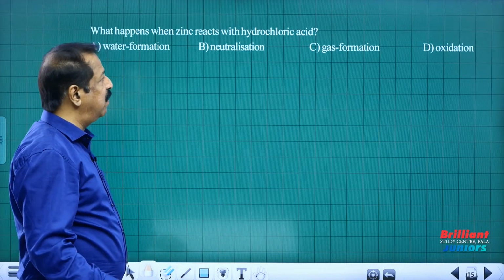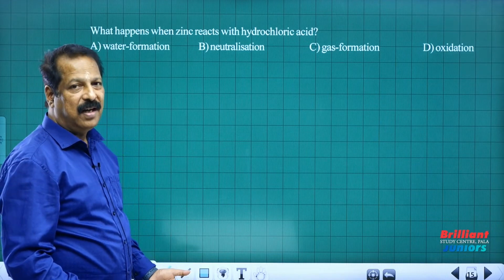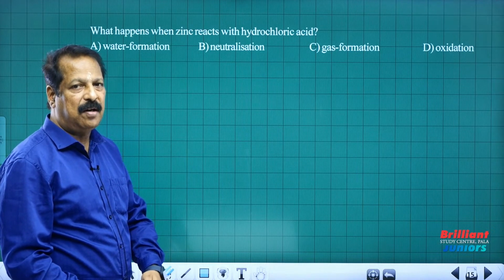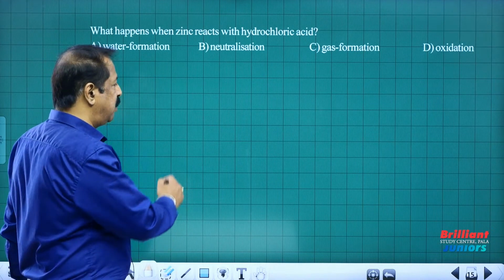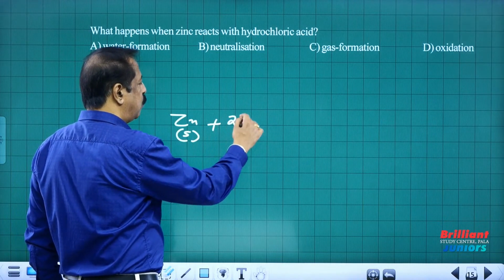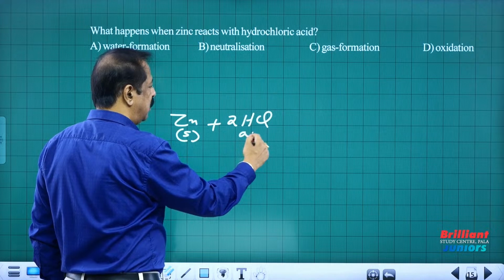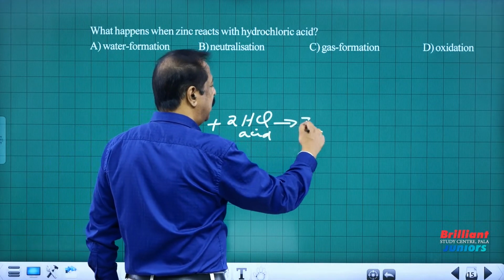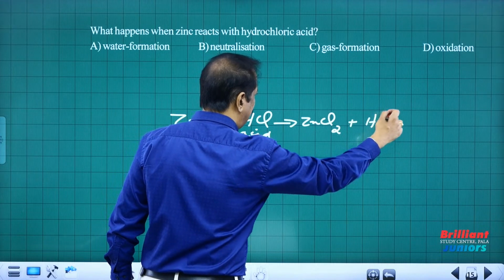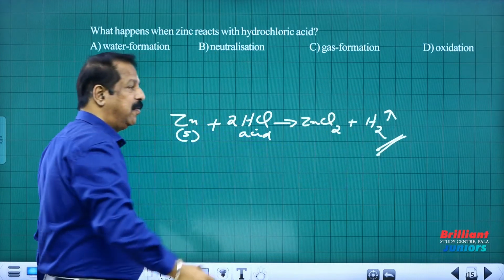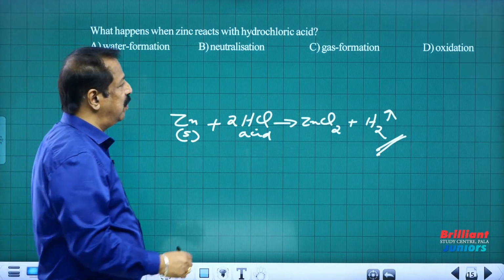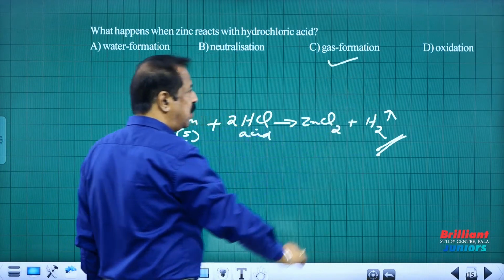What happens when zinc reacts with hydrochloric acid? Actually, this is the first general method for the preparation of hydrogen. Zinc solid reacts with hydrochloric acid, HCl. The product formed will be ZnCl2 plus hydrogen gas. So gas is forming, so I have given an upward arrow. So here the answer is gas formation takes place.